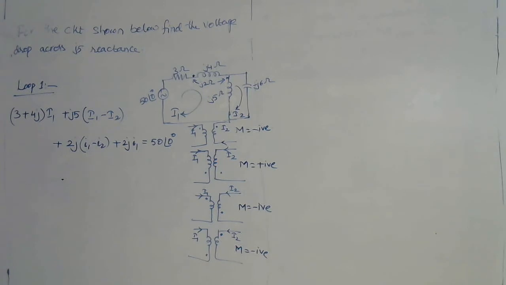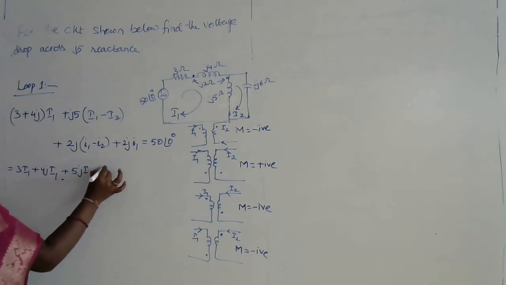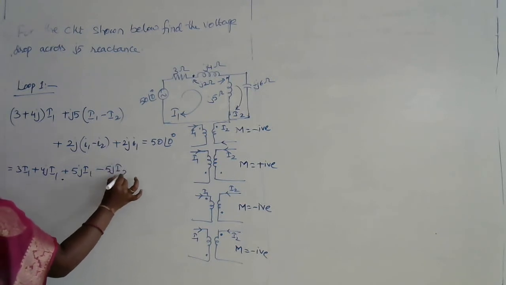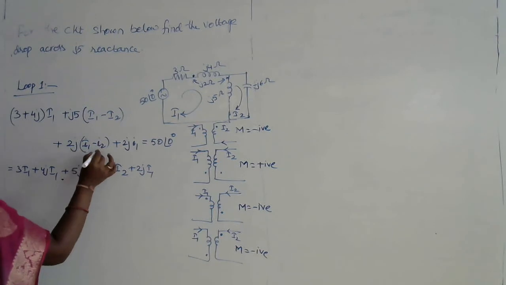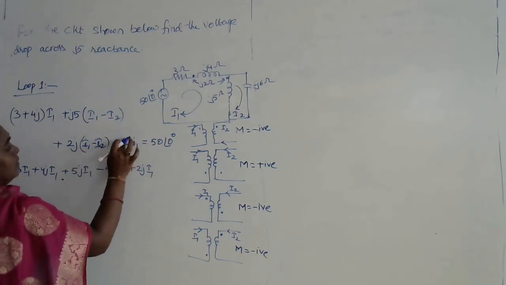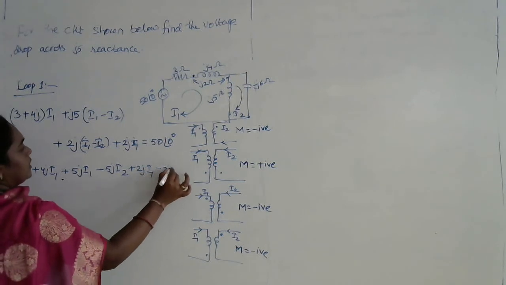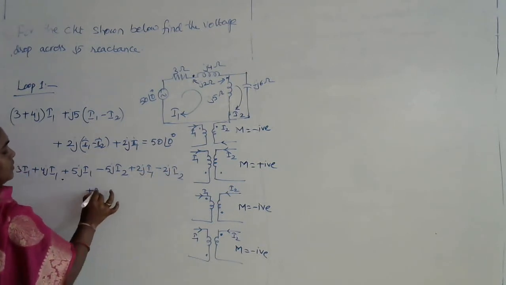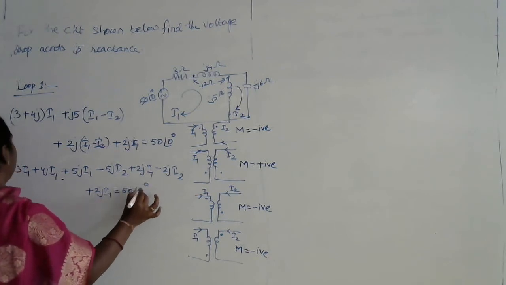So here, if you simplify this expression, if you expand this, you will be getting 3I1 plus 4j I1 plus 5j I1 minus 5j I2 plus 2j I1 minus 2j I2 plus 2j I1 equal to 50 angle 0 degrees.